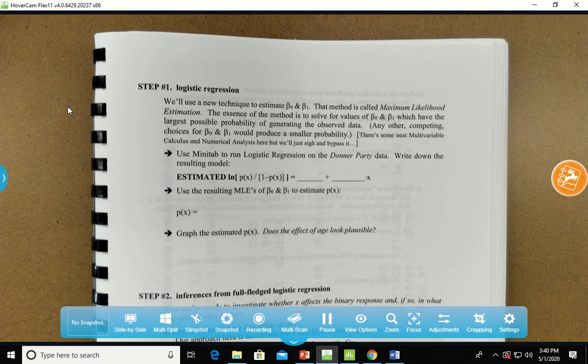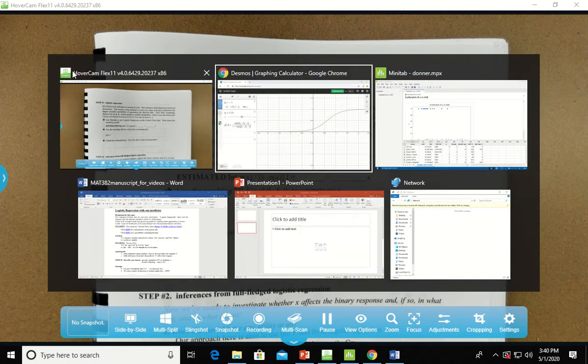and competing choices would have a small probability. There's some really nice multivariable calculus numerical analysis, but we'll just have to pass and sigh and pass it by. So let's run logistic regression on the Donner party data and write down the resulting model.